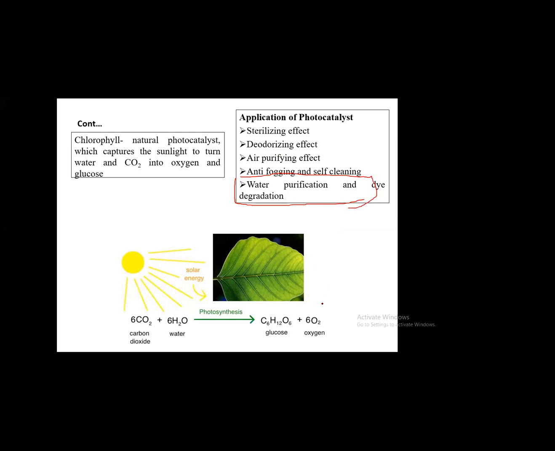This is the basic example, chlorophyll, a natural photocatalyst, which captures the sunlight to turn water and CO2 into oxygen and glucose. The solar rays come over the surface of the leaf, and carbon dioxide plus water is converted into glucose and oxygen. This is a complete photosynthesis process, an effect of the photocatalyst.